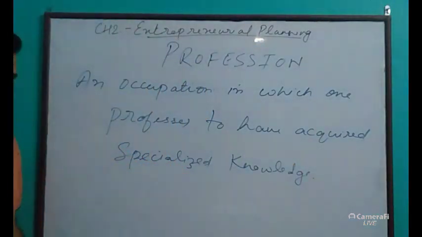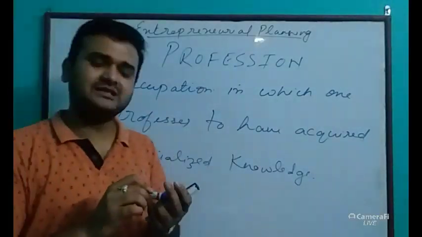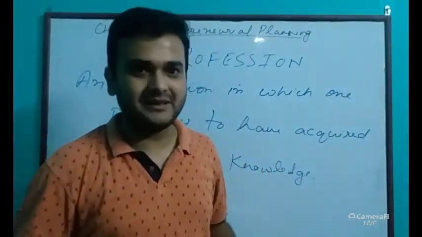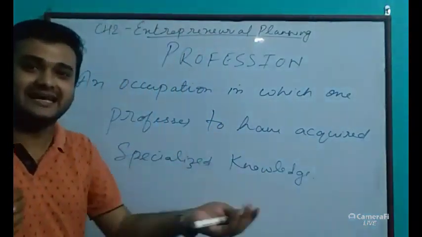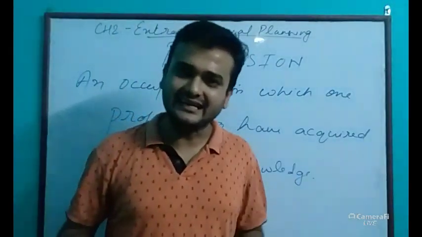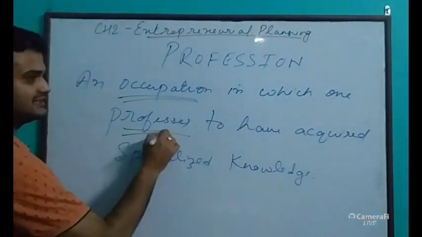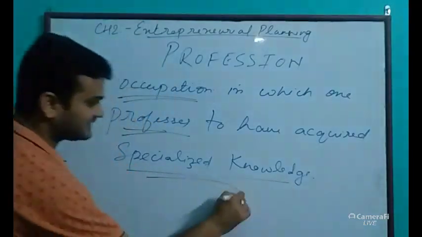So what is profession and occupation? First of all, what is a profession? It is an occupation. What is occupation? Obviously it is an economic activity, which means you are working and getting money. Understood? So it is an occupation in which one professes to have acquired specialized knowledge.